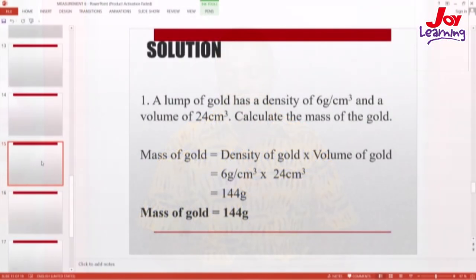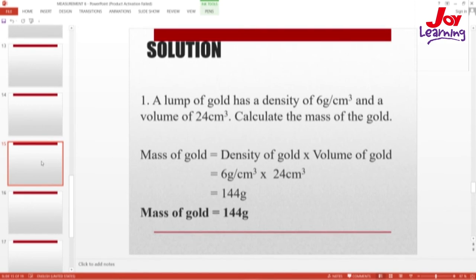So question number 1. It says a lump of gold has a density of 6 grams per cubic centimeter and a volume of 24 cubic centimeters. Calculate the mass of the gold.